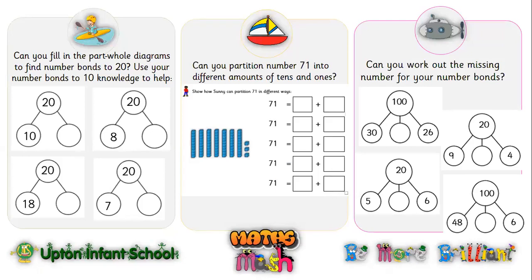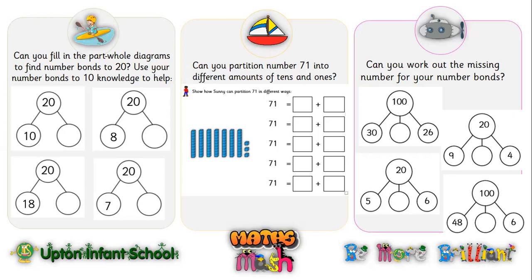Okay, so here are my problems for today. So if you are going to do the rowing boat challenge, I'd like you to fill in the part whole diagrams to find your number bonds to 20 and try to use that number bond to 10 to help you. If you are doing the rowing boat challenge, I'd like you to partition the number 71 into different amounts of 10s and 1s today, please.